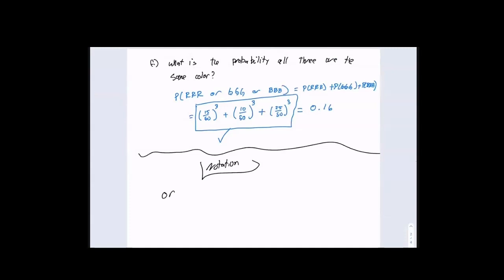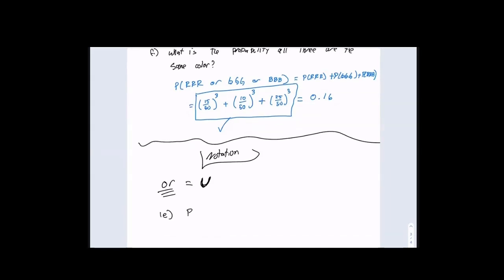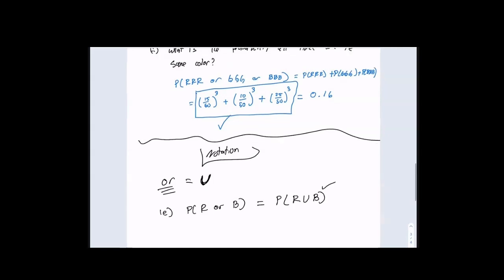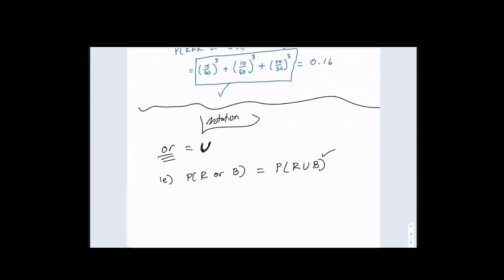Notice that I had said the word or. We use the symbol U. So, for example, the probability of getting a red or a blue, we would write as the probability of red union blue. So you might see these types of notations in solutions and work. The U means or. And so the rule is that the probability of red or blue is equal to the probability of red plus the probability of blue, given that red and blue are disjoint. So I just want to make sure you see that.